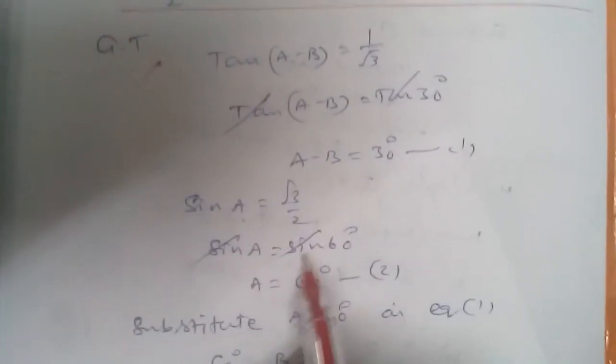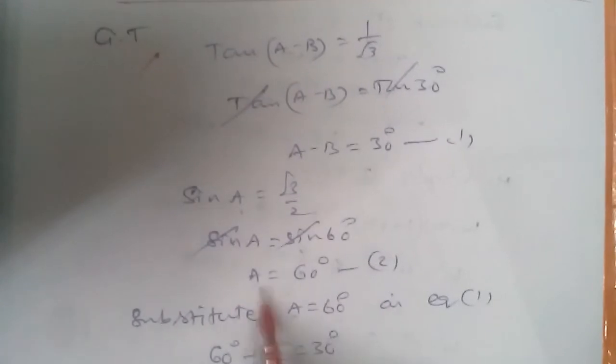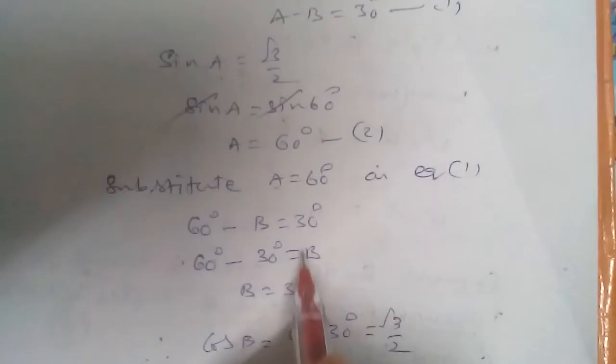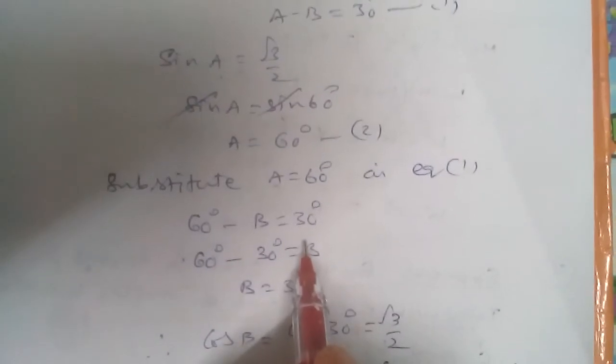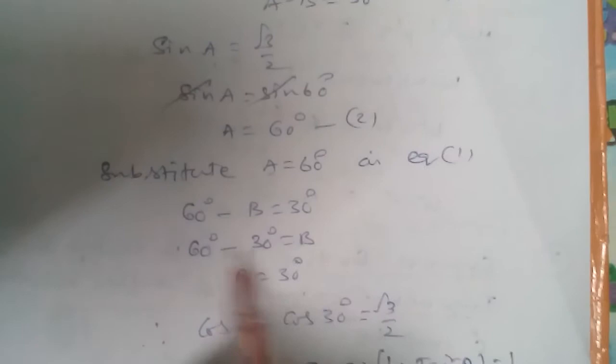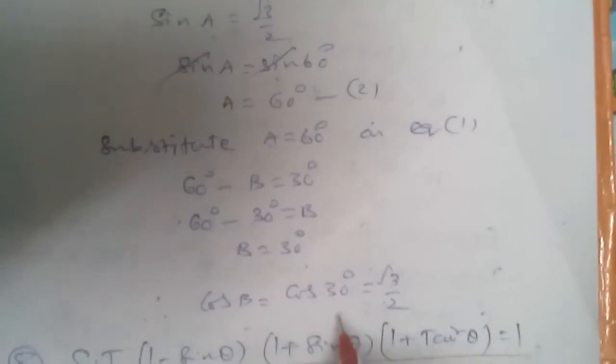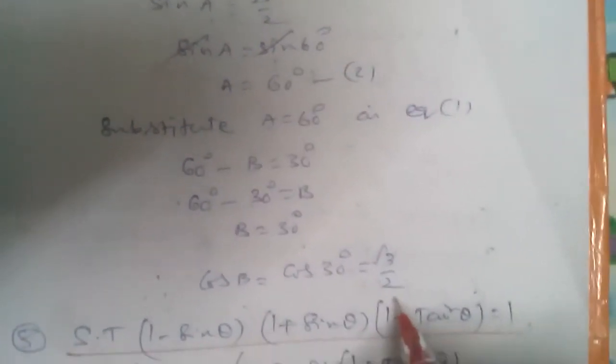Now the second value, sin A is equal to root 3 by 2. Sin A is equal to root 3 by 2 means sin 60. Sin gets cancelled. A is equal to 60 degrees. Now substitute A is equal to 60 degrees in equation 1. So 60 minus B is equal to 30 degrees. 60 minus 30 is equal to B. We'll get B is equal to 30 degrees. Cos B is equal to cos 30 degrees. Cos 30 degrees means root 3 by 2.